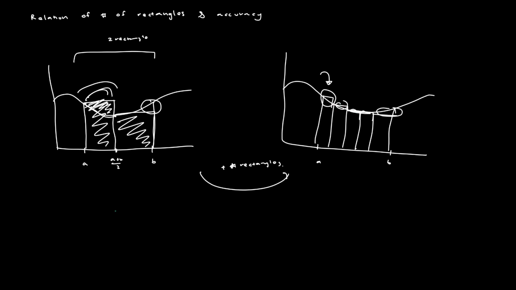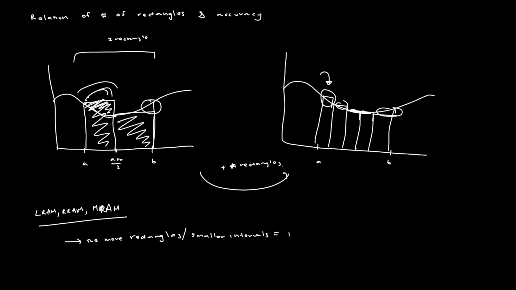So no matter what approximation method you're using, LRAM, RRAM, MRAM, and there are also other non-rectangular approximation methods, the idea is the more rectangles, or if it's not even a rectangular approximation method, just the smaller the intervals, equals better approximation. And think to yourself about why this is the case.